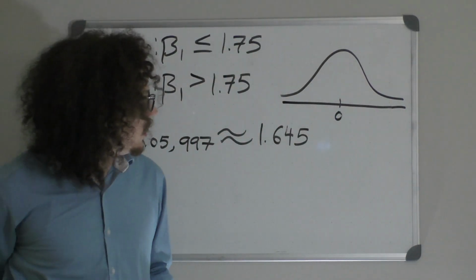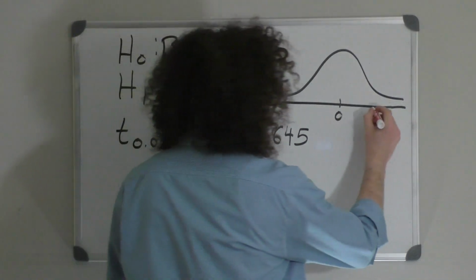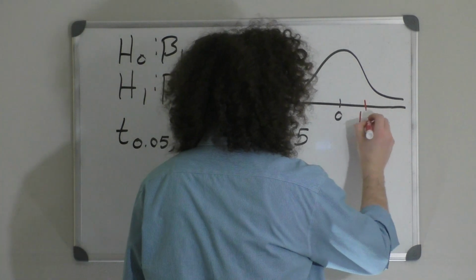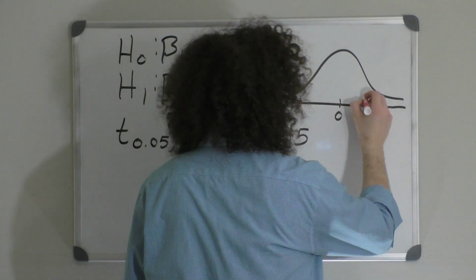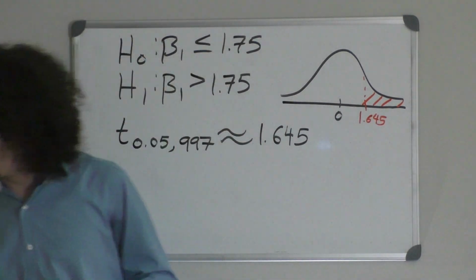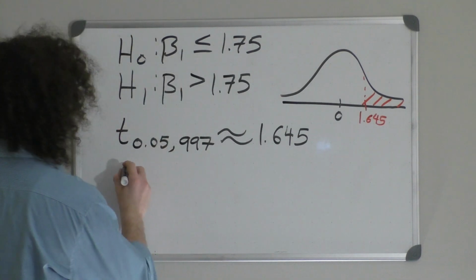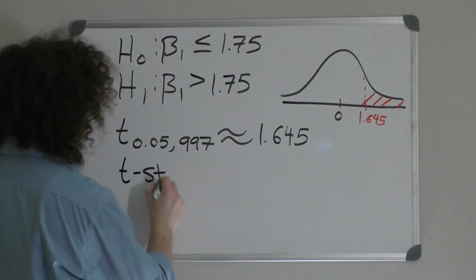Again, if we are using the distribution, if we're drawing that distribution out, we might want to go ahead and take this time to establish our rejection region. Then we will move on to the test statistic.